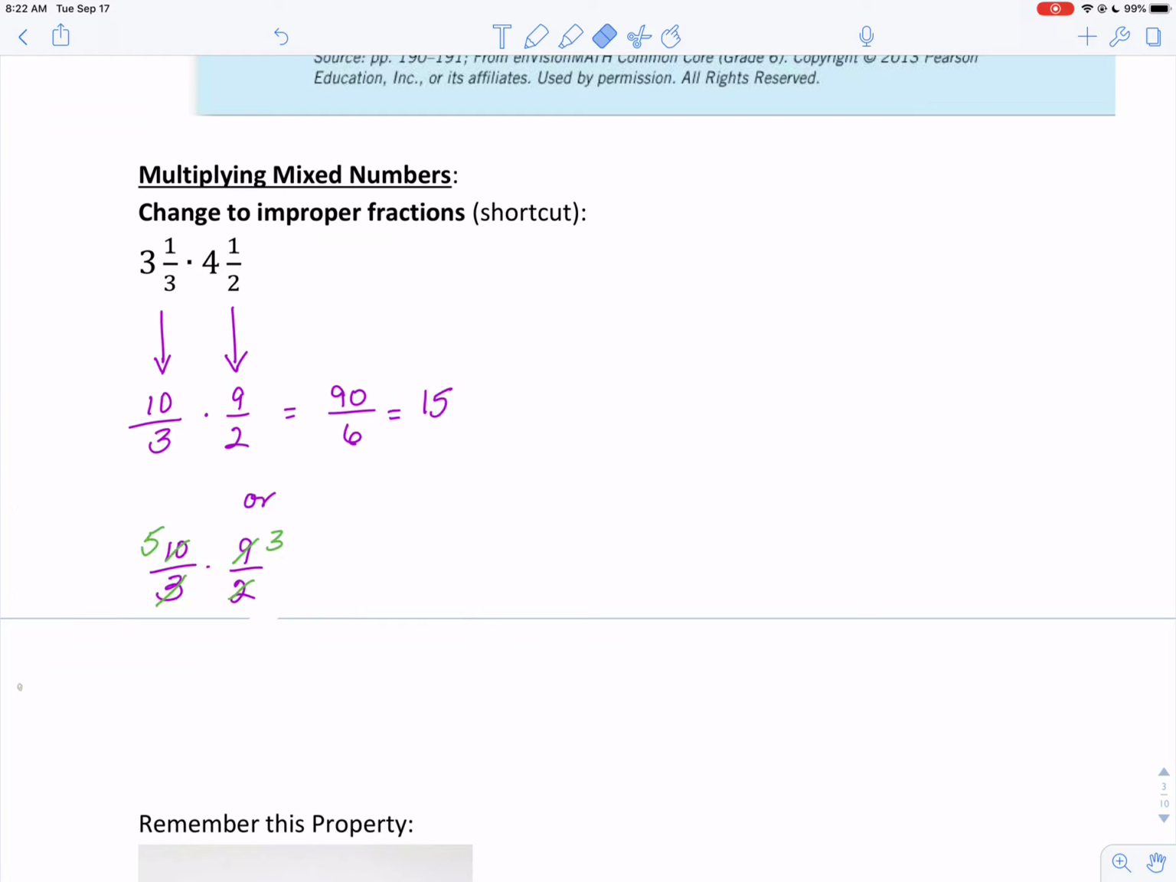Now you could have canceled things out. 3 into 9 is 3 times. 2 goes into 10 5 times, and you get 15 that way.